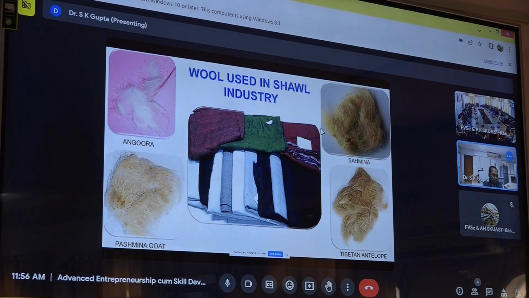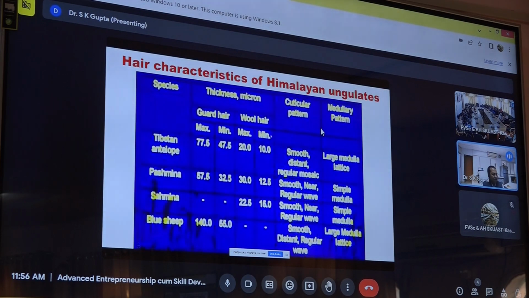All this can be identified in a variety of ways, but the best protocol which is being widely accepted all across is using the morphological tool. And the morphological features of the hair of different species are very distinct. Like if it is Tibetan antelope or chiru wool, its wool hair is about 10 to 20 micron, and its guard hair is much thicker, about 47 to 77 micron.